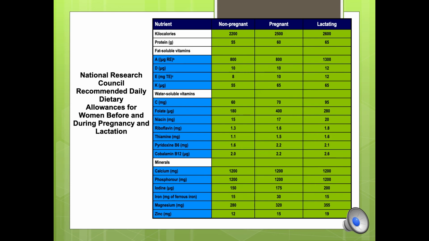Here is the recommendation based on the National Research Council for the daily dietary allowance during the non-pregnant, pregnant, and lactating period.